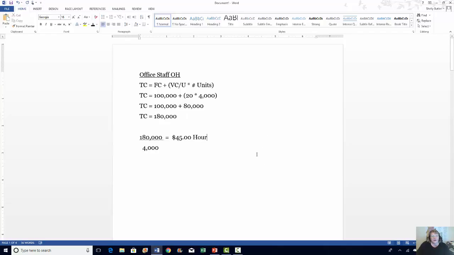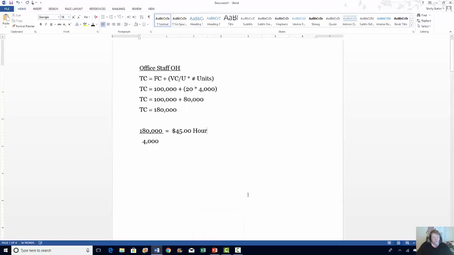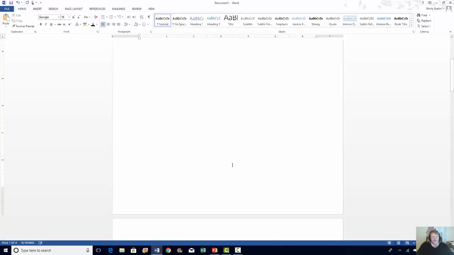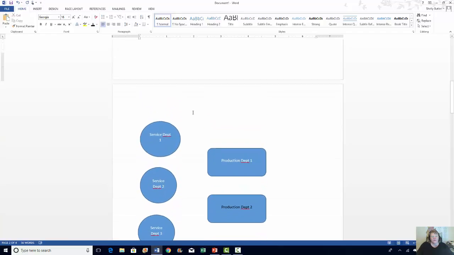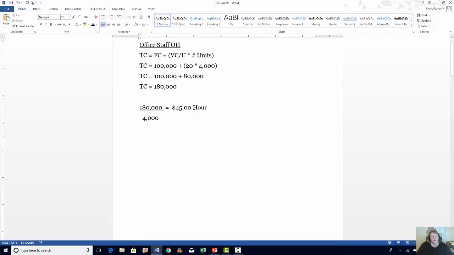So now that we have our POHR, we can apply it to our jobs. And we have 2 departments, A and B. Now, I know that some of you are thinking, well, how are we allocating this? I drew a chart here, but this is just for one service department. I need to show it to you, but I won't do it just yet, because that'll just mess us up.